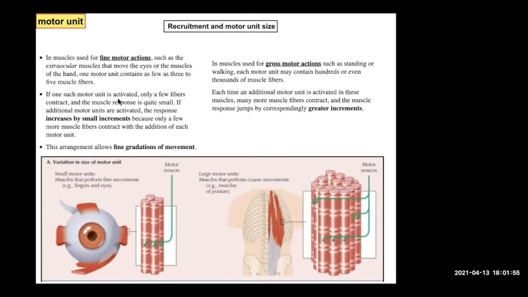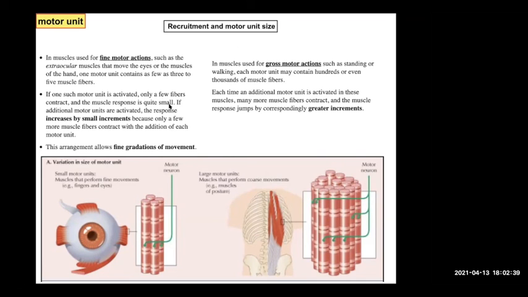For fine motor actions like the eye right here, we said a motor unit contains really like 3 to 5 to 10 muscle fibers. Your hand, your larynx, your things that require fine movement. The whole concept of this was that if only one is activated, only a few fibers contract, and the muscle response is going to be pretty small. Then you can recruit more, and there's going to be a small incremental smooth contraction between those, because only a few of these muscle fibers are going to contract with each additional movement. And this is going to allow for fine gradations of movement.